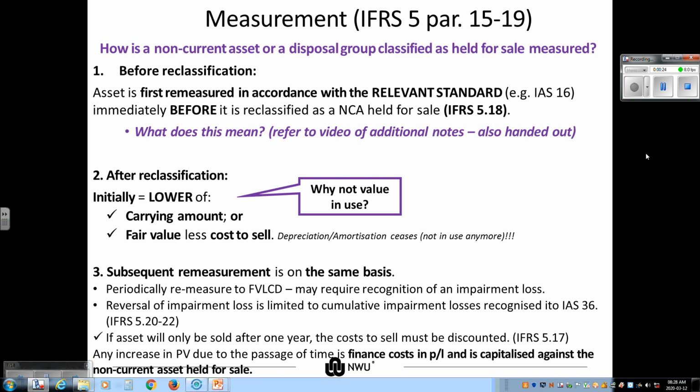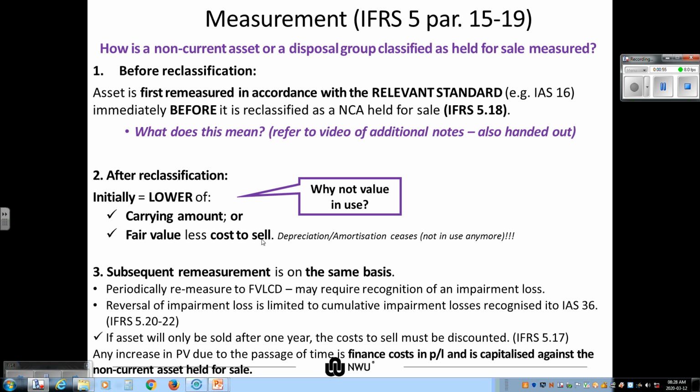Then after reclassification, so we've met our classification criteria, on that day we have to make sure that our IFRS 5 asset is sitting at the lower of the carrying amount or the fair value less cost to sell. And if I have to write down my non-current asset held for sale to the lower of, and let's say it's fair value less cost to sell, then for that decrease I will credit non-current asset held for sale.